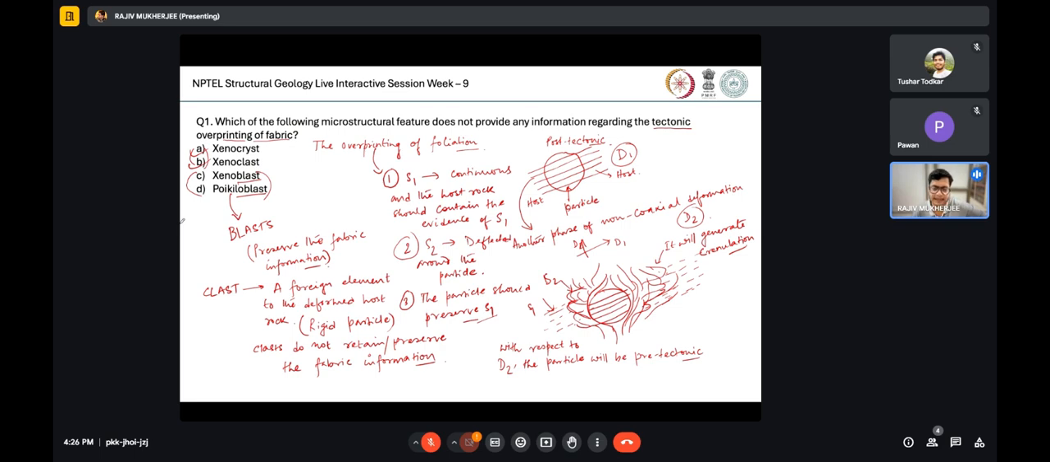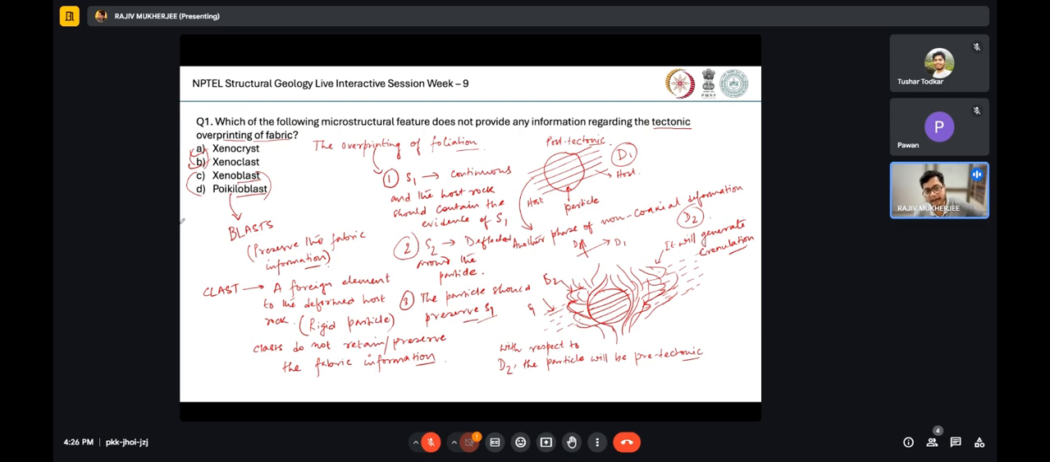So in that sense, xenocryst is most likely to occur in undeformed or unmetamorphosed igneous rocks, right? So in that sense, xenocrysts do signify the mode of origin for that igneous rock, whether it is a plutonic rock or a hypabyssal rock, and so on. Right? Because volcanic rocks would not have xenocrysts, right?